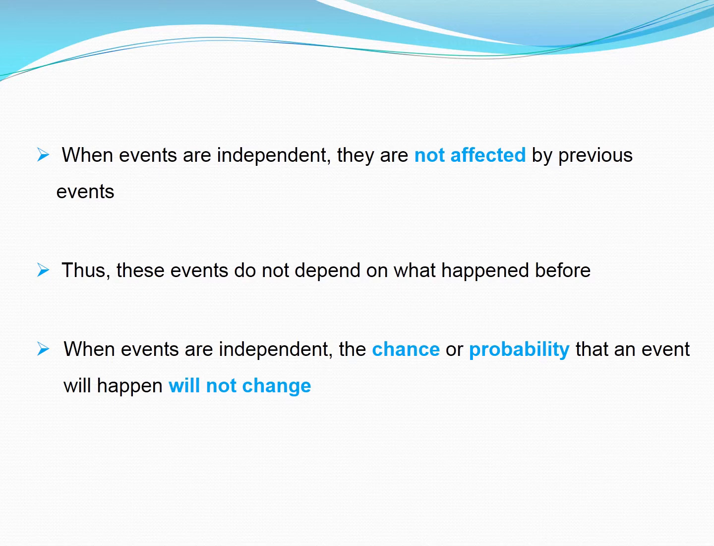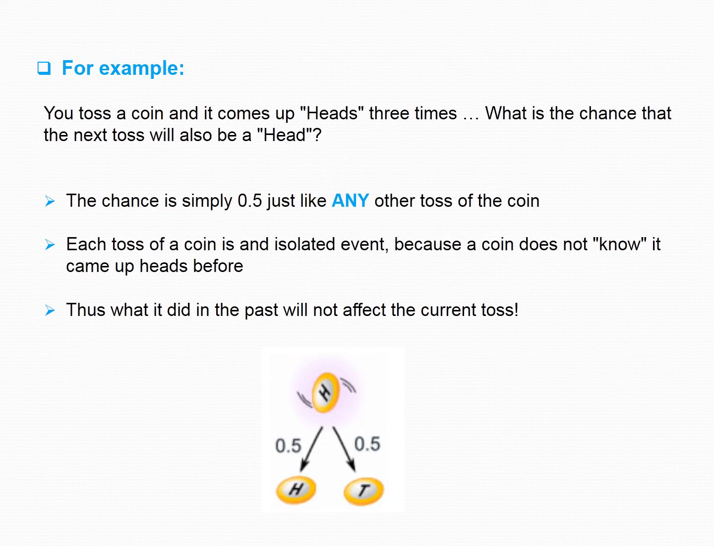However, when events are independent, they are not affected by previous events. So these events do not depend on what happened before. So the chance or the probability that an event will happen will not change. For example, let's say that you toss a coin 3 times and it comes up heads all 3 times. What is the chance that the next toss will also be a head? Well, the chance will simply stay 0.5 like any other toss of the coin, because each coin toss is an isolated event. So the coin can't remember what outcome it had before. So what it did in the past does not affect our current toss.